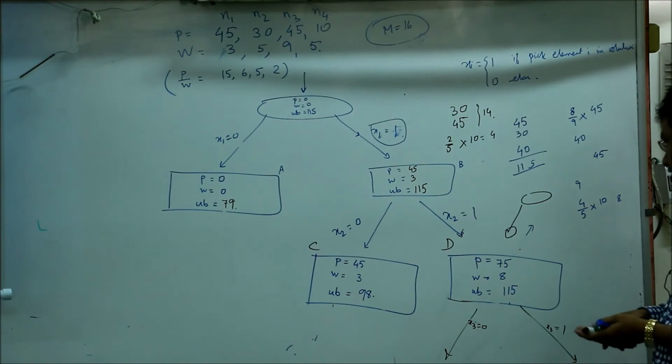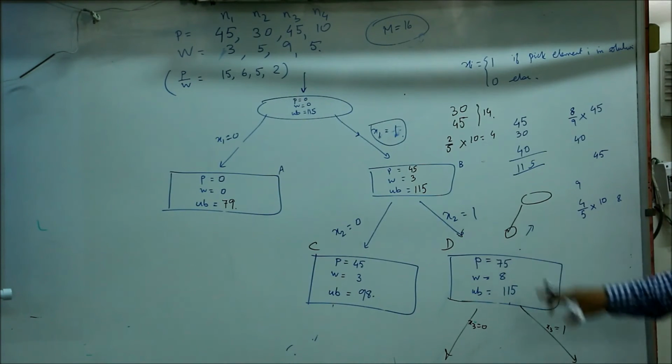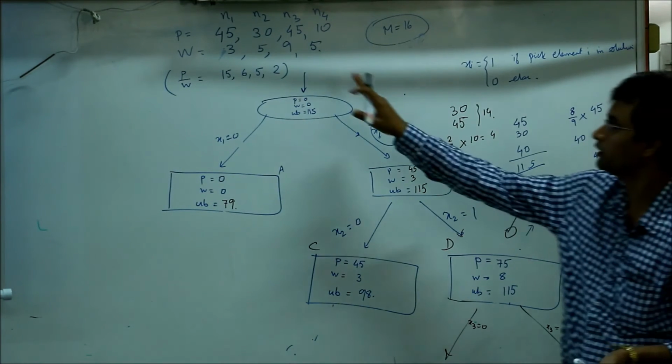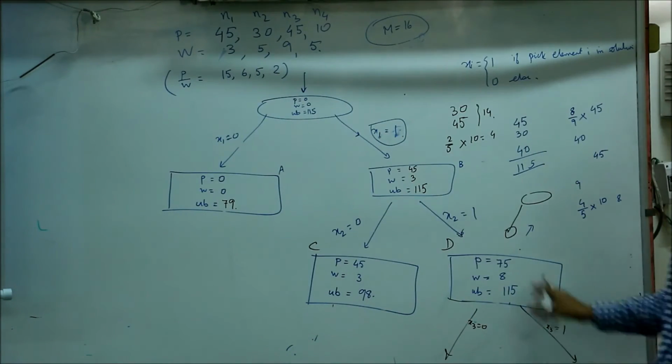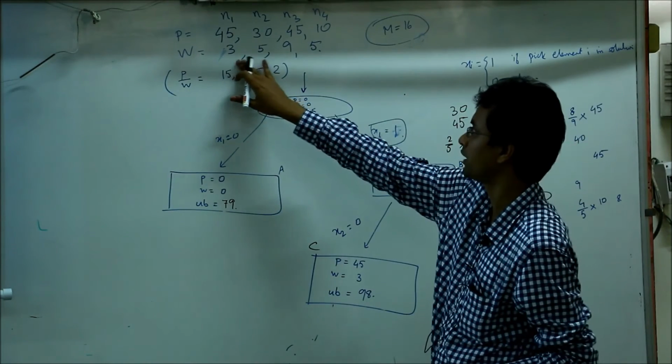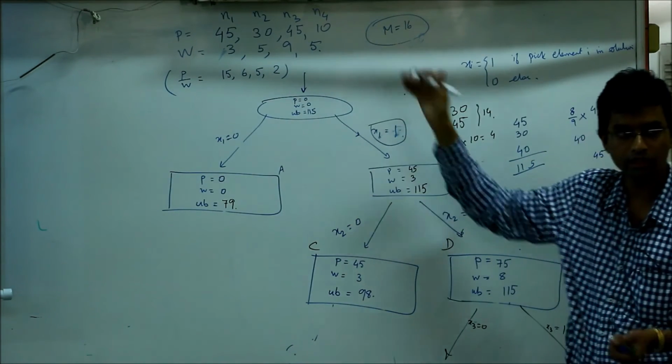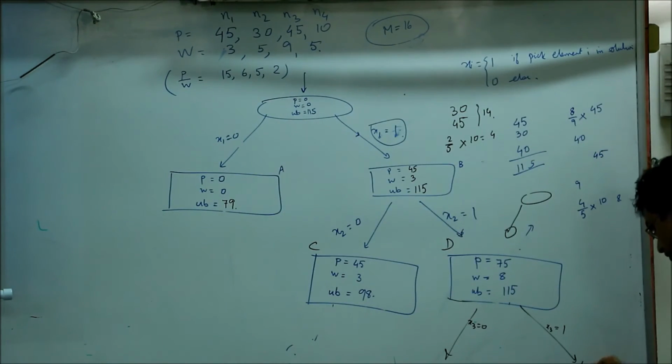Okay, so what are the options here? So x3 is equal to 1 means that we have picked the element 3 also, but that will lead to overshooting, right? Because you have picked x1 is equal to 1, x2 is equal to 1, x3 is equal to 1. So that will give a solution which has weight more than the knapsack, right? So that's not a feasible solution. So this is not feasible. So there is no point going there, right?